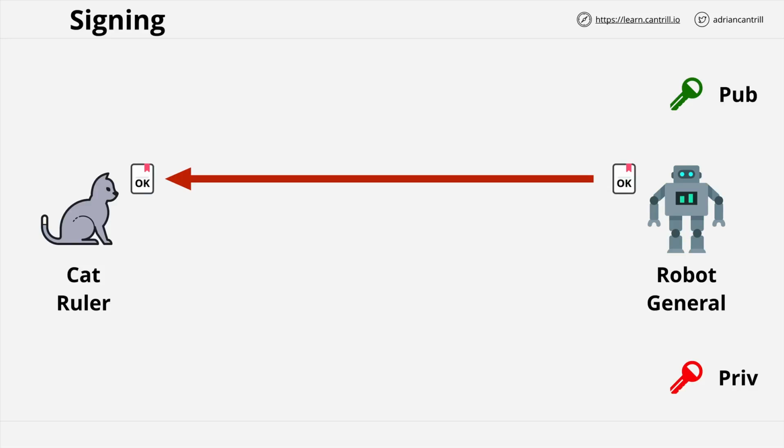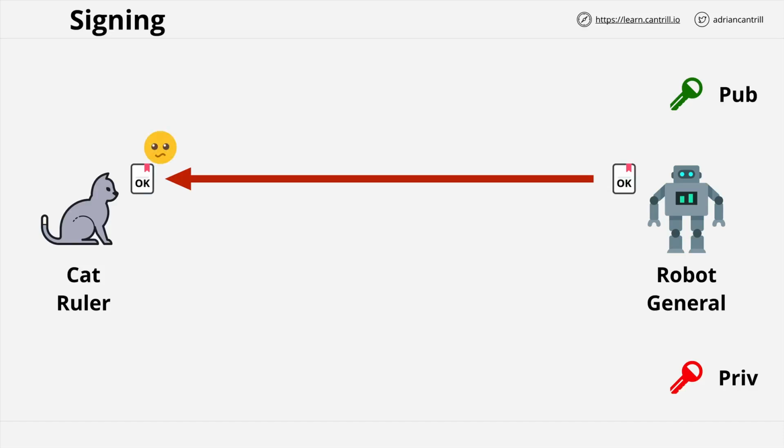cat ruler. The issue is that anyone can encrypt messages to another party using asymmetric encryption. You or I could get hold of the cat ruler's public key and encrypt a message saying OK and send it to the cat ruler, and the cat ruler wouldn't necessarily be aware whether that was from the robot general or not. Just because the cat ruler gets a message from what appears to be the robot general saying OK, it doesn't mean that it's actually from the robot general. It could be from a human pretending to be the robot general. Encryption does not prove identity.